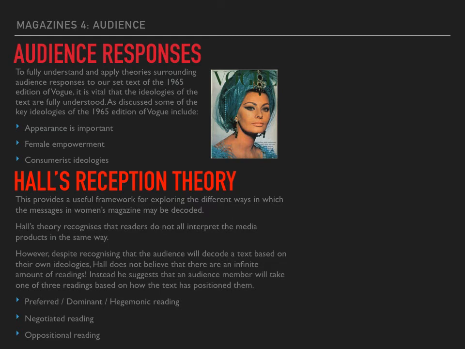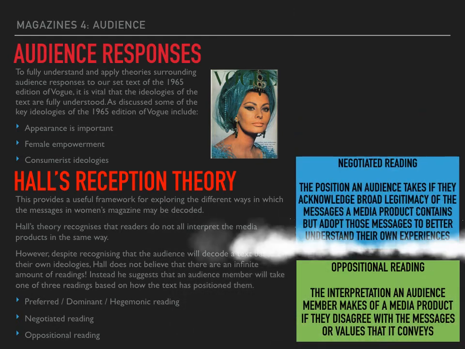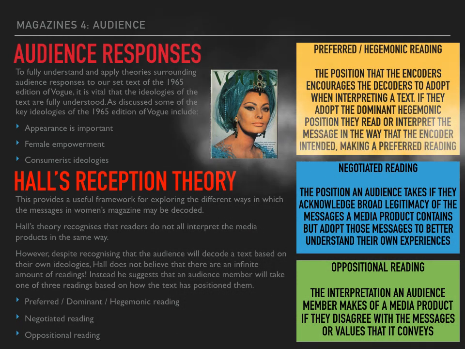The second one is known as the negotiated reading. And the third is the oppositional reading. Now, we've covered these in some detail in the past, but just as a refresher, the preferred or hegemonic reading is the position that the encoders or the producers of the media encourage the audience to adopt when they're interpreting a text. If we adopt the dominant hegemonic position, we read or interpret the message in the way the encoder intended. We are essentially making a preferred reading.